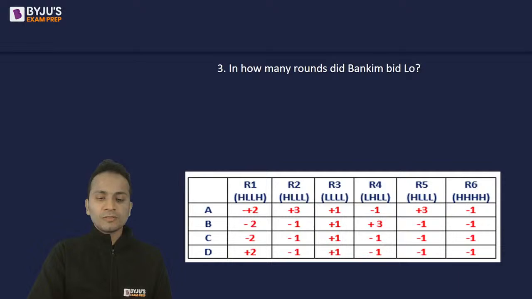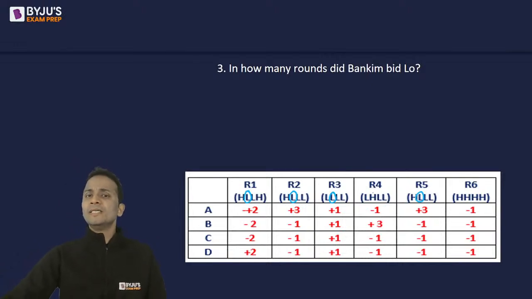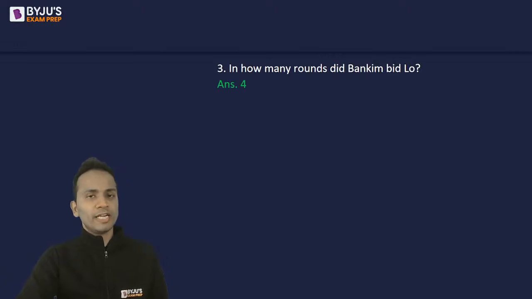Next question. Question number 3. In how many rounds did Bunkin bid low? So Bunkin is low in the first round, low in the second round, low in the third round, high in the fourth round, low in the fifth round, and high in the sixth round. So once again, there are 4 rounds in which Bunkin bid low. So the correct answer should again be 4.